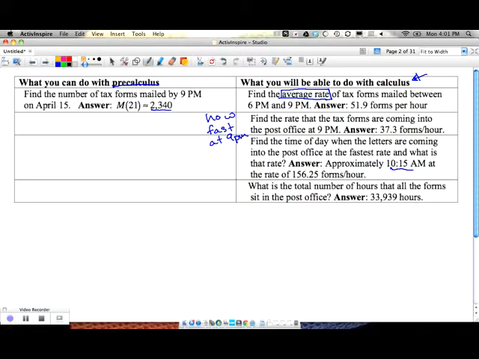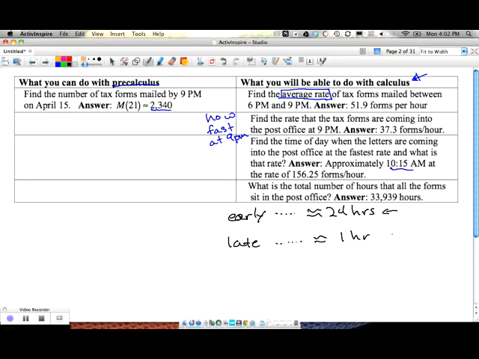And then the last thing we can look at is the total number of hours that all the forms sit in the post office. Now that's kind of different, because if you think about early forms, ones that were turned in at 12 a.m., those are going to be sitting for approximately 24 hours. And then the late forms that are turned in around midnight are at most maybe 1 hour, probably less.